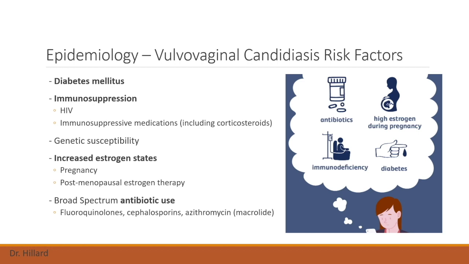In diabetes, Candida can thrive in a higher glucose environment. HIV and immunosuppressive medications both decrease the immune response to infection by Candida. Often there is an added element of genetic susceptibility, especially in individuals with recurrent vulvovaginal candidiasis. Diabetes, immunosuppression, and genetic susceptibility can also predispose individuals to develop Candida infections in other locations, such as in the esophagus or in poorly cleaned skin folds in an obese individual.